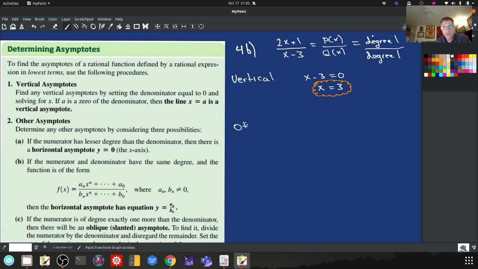Let's look at other asymptotes. So the numerator doesn't have lesser degree than the denominator. They have the same degree. So the leading coefficient on the numerator is 2, and the leading coefficient on the denominator is 1. So the line y is equal to 2 is a horizontal.